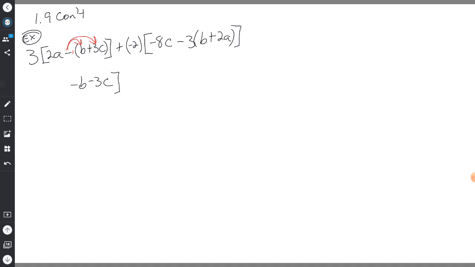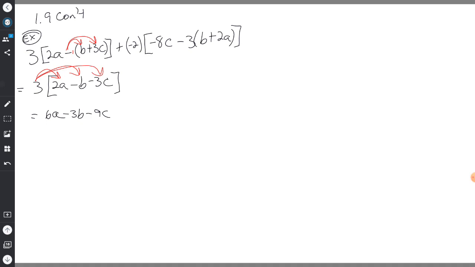Okay, good. So we've eliminated that set of parentheses. And we can bring down everything else. Nothing that we can combine on the inside here. So we go and we distribute. So we get 6a for the first term. Next term we get what? 3b, and that's it. That's as far as we can go with that part of it.